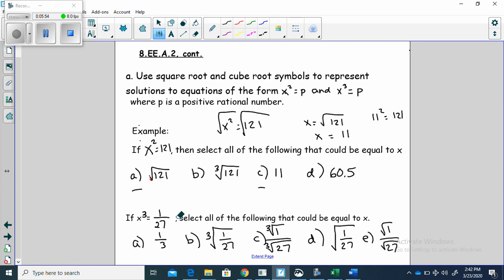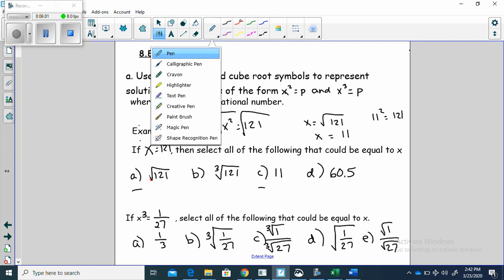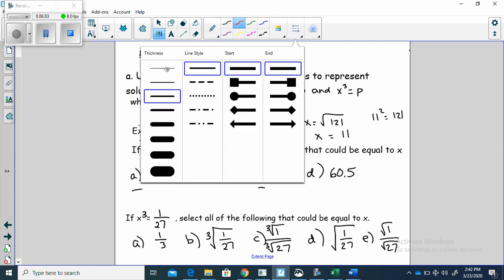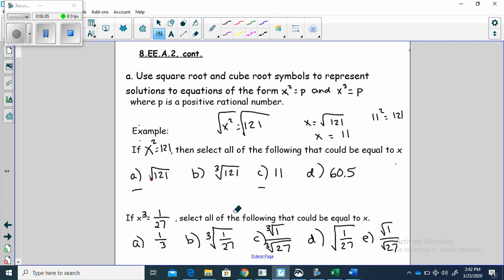If x cubed is equal to 1/27, select all of the following that could be equal to x. And I'm going to change colors so we can see this. I'm going to take the cube root of 1/27. The cube root of 1/27. See, I'm just taking the opposite of what I've got there. Would be equal to x. So we want to know everything that could be x.